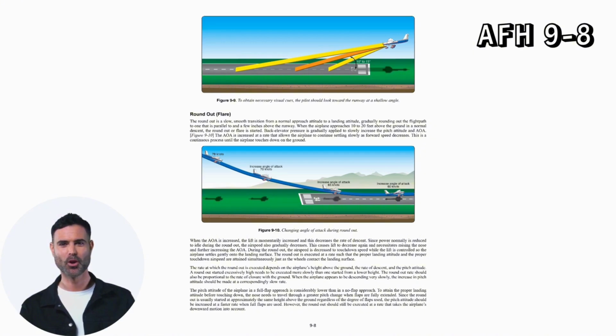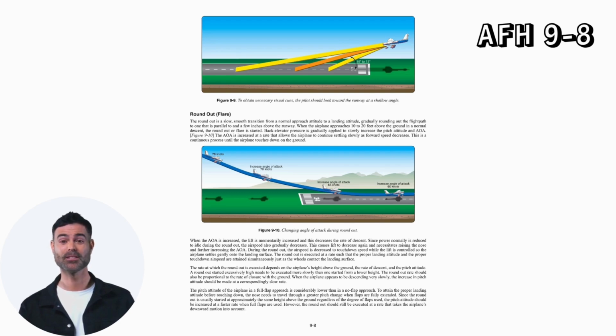The round-out is a slow, smooth transition from a normal approach attitude to a landing attitude, gradually rounding out the flight path to one that is parallel to and a few inches above the runway. When the airplane approaches 10 to 20 feet above the ground in a normal descent, the round-out or flare is started. Back elevator pressure is gradually applied to slowly increase the pitch attitude and AOA. The AOA is increased at a rate that allows the airplane to continue settling slowly as forward speed decreases. This is a continuous process until the airplane touches down on the ground.